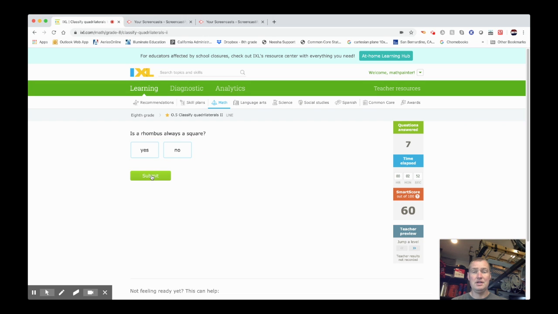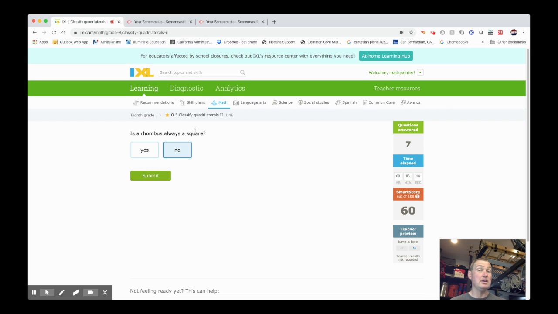Let's see. Is a rhombus always a square? Let me see. No, because a square is a four-sided object that has matching angles. A rhombus is like a square that's leaning to the right, to leaning to the left, and so forth. So a rhombus is not always a square.